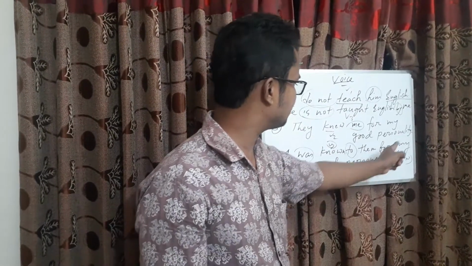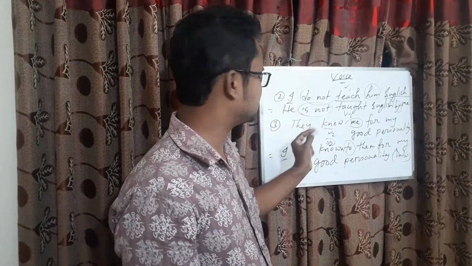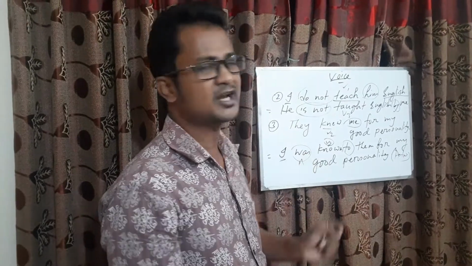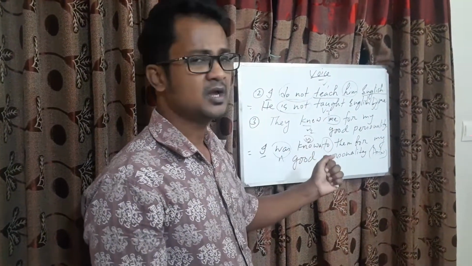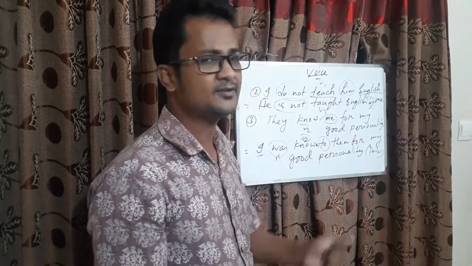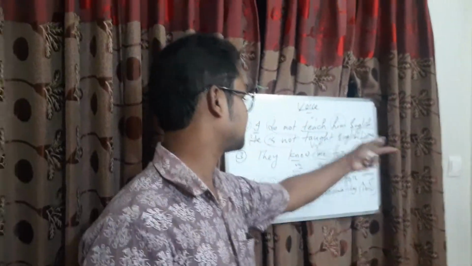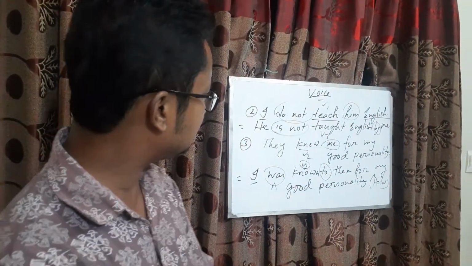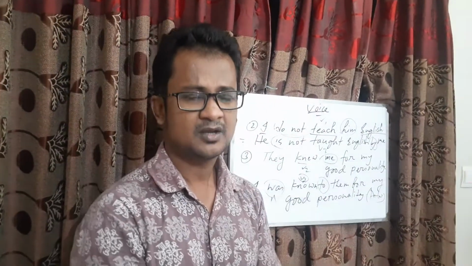Again, it's a passive voice: "I was known to them for my good personality." So I will choose the object as the subject of the active voice. What is the object here? "Them". Them will be "they". Whenever there is "was", it will be omitted, and V3 will be V2. What is the V2 of "known"? "Knew". And then the subject will be the object: "I" will be "me", the objective form of "I". And then the extension, "for my good personality". That's all. I think you have understood the two rules.